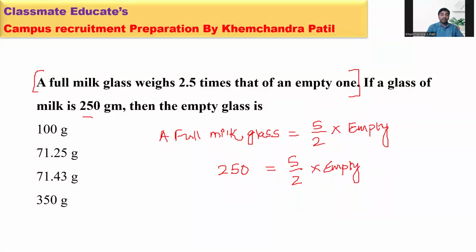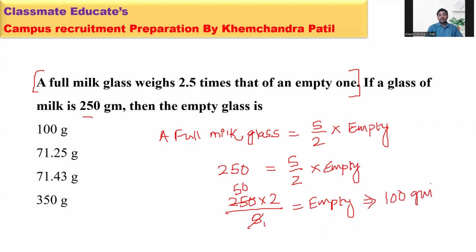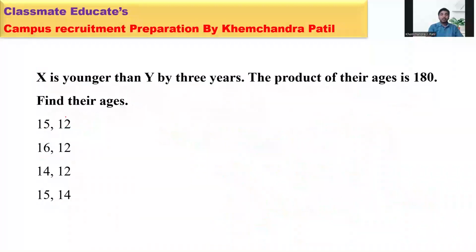Now we want to find the weight of the empty glass. If we simplify this, we get 250 multiplied by 2 divided by 5. This is the weight of the empty glass. Simplify this, it will be 50 multiplied by 2. This implies the empty glass weighs 100 grams, which is option number 1. Option number 1 is the correct answer.